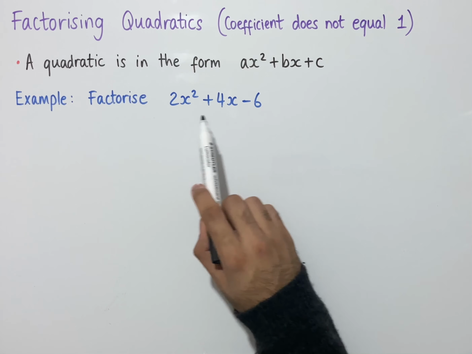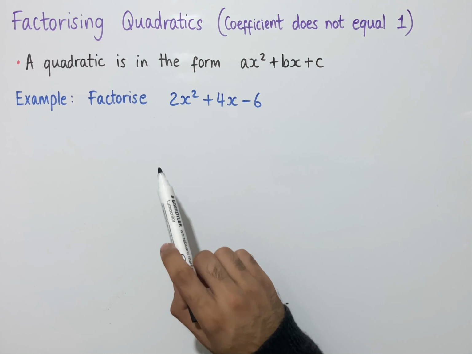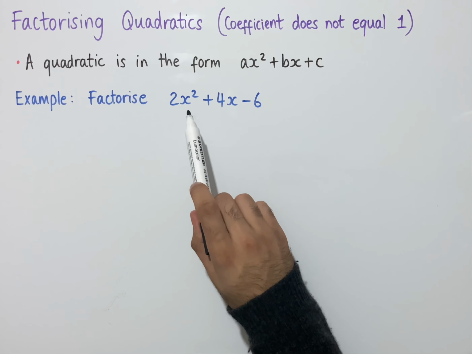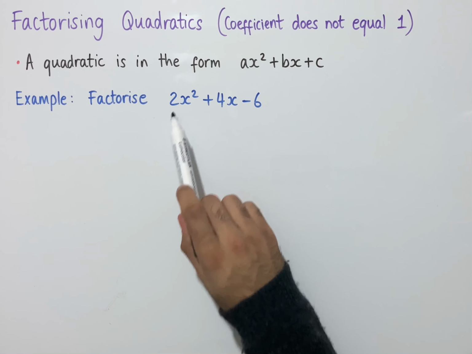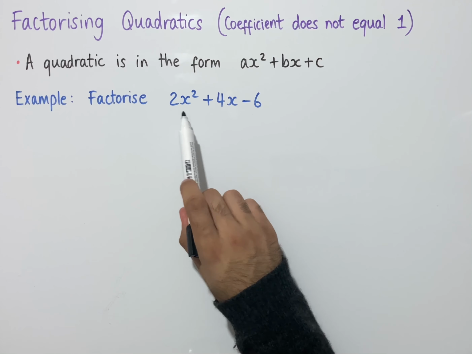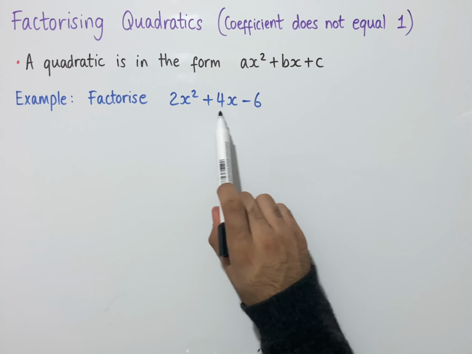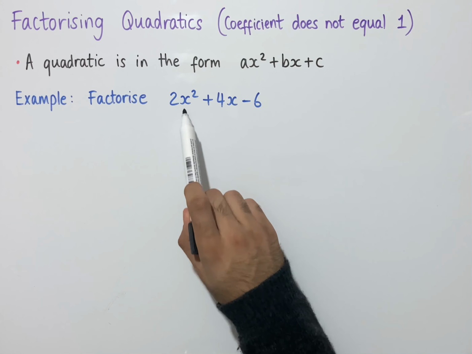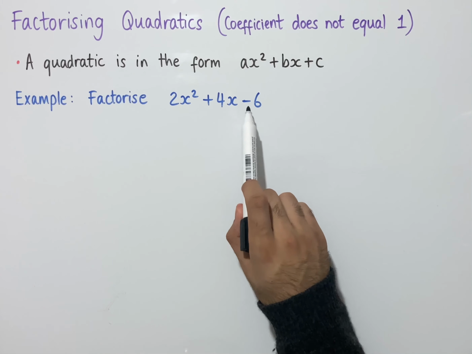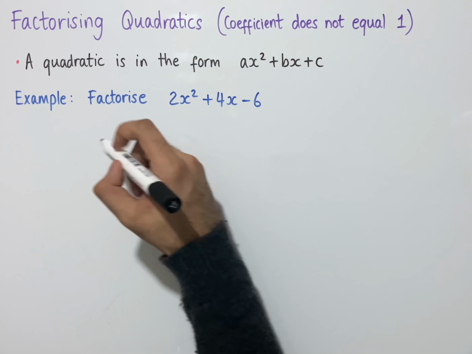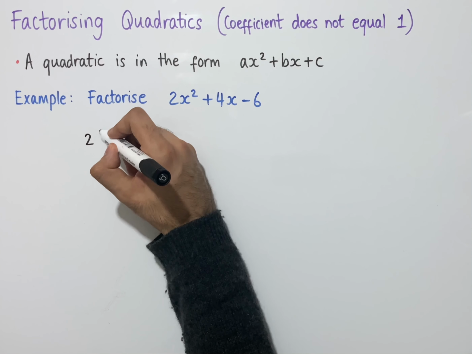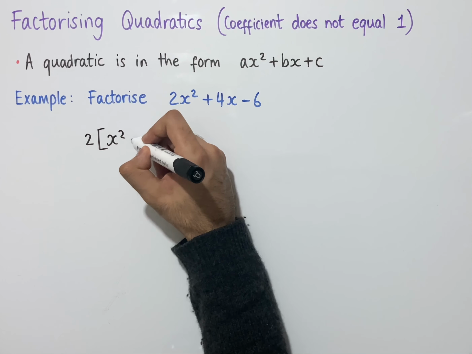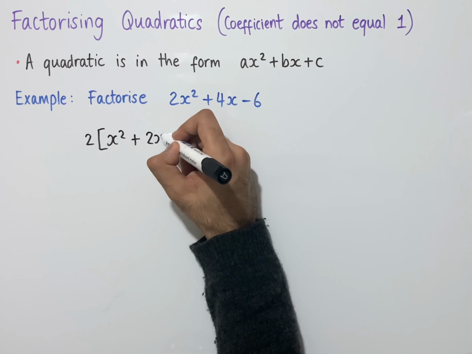The method used to factorise quadratics of this form is slightly different to the method used to factorise quadratics where the squared term has a coefficient equal to 1. In this specific example, we notice that each of the terms has a common factor of 2. In other words, 2 goes into 2x squared, 2 goes into 4x, and 2 goes into minus 6. So we could factorise the 2 out from each of the terms to give us 2 multiplied by x squared plus 2x minus 3.